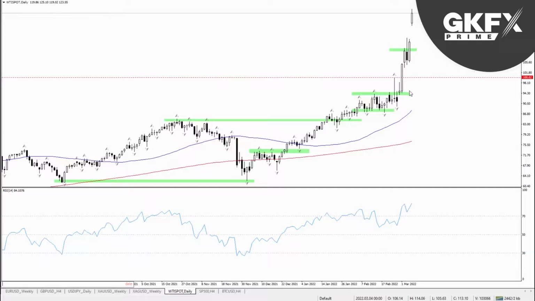So wait for the market to get monkey hammered lower temporarily. And those should be opportunities within the uptrend.